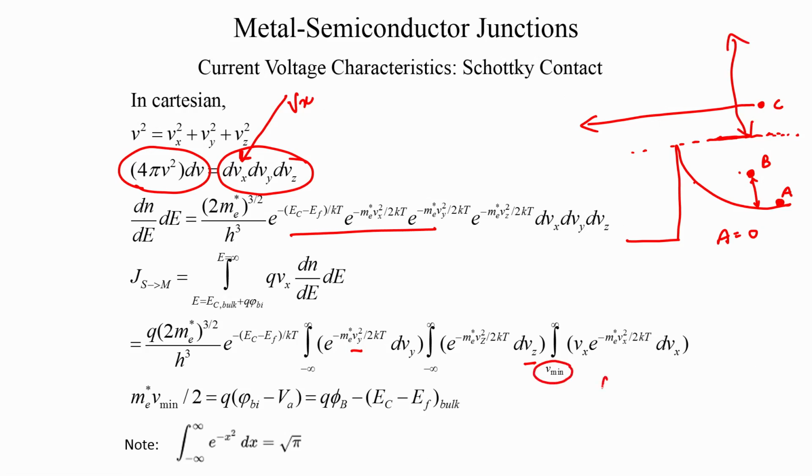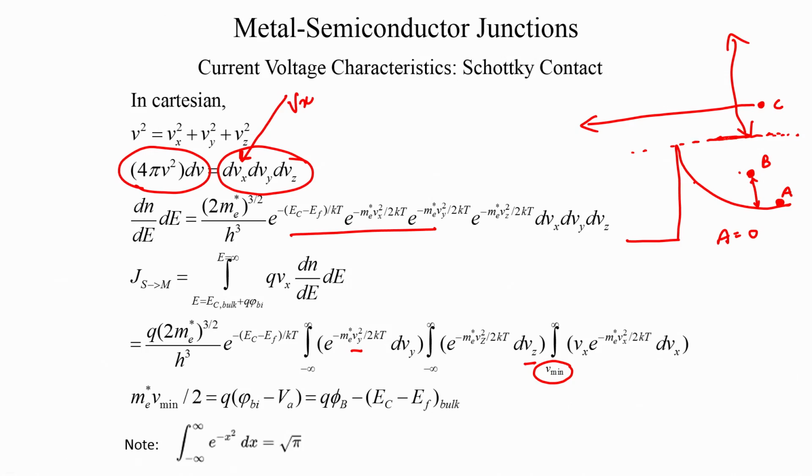So, if you think about this entire integral from minus infinity to infinity with everything in there, everything that is below V min does not contribute any current. That entire current is essentially 0, and it is only those carriers which have a minimum velocity of V min and above that are going to contribute to any current.